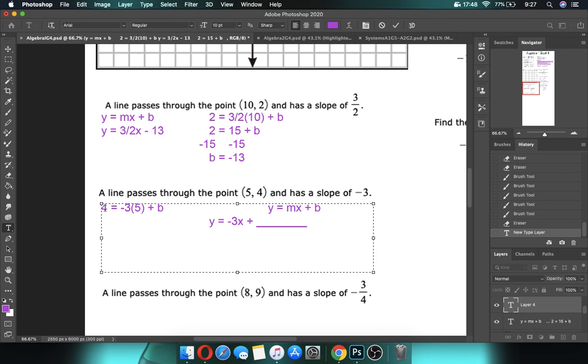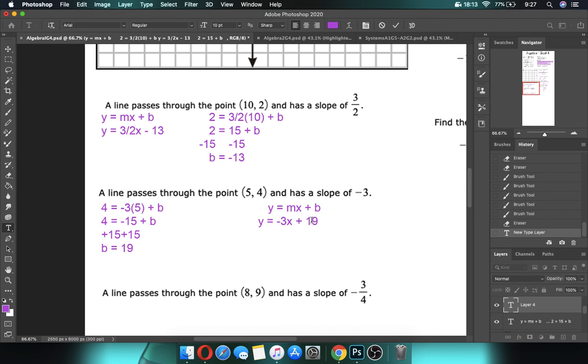So what is y? Sure, it's 4 equals, what is negative 3 times 5? That's negative 15 plus b. So what does that mean? We're going to add 15 and then add 15. What do we get as an answer? B equals 19. So our number over here is going to be the positive 19. Y equals negative 3x plus 19.